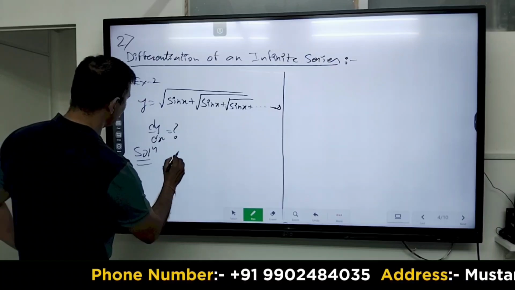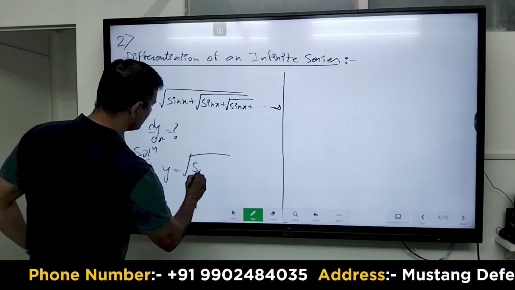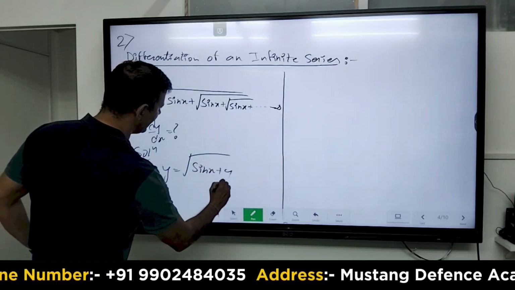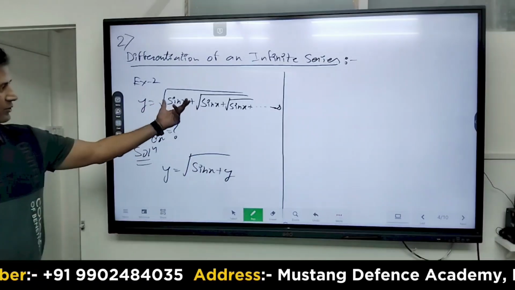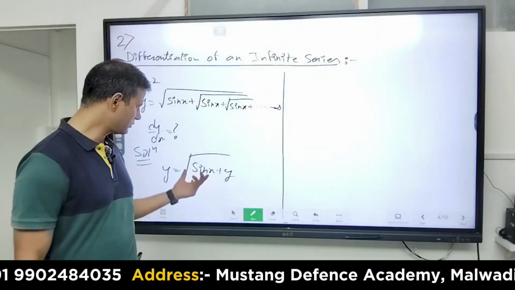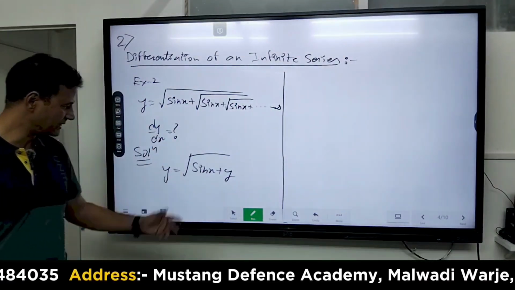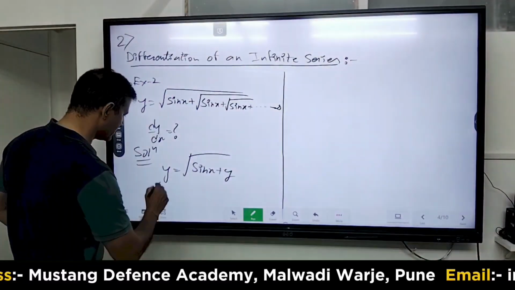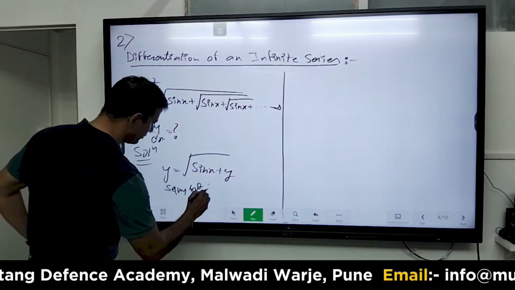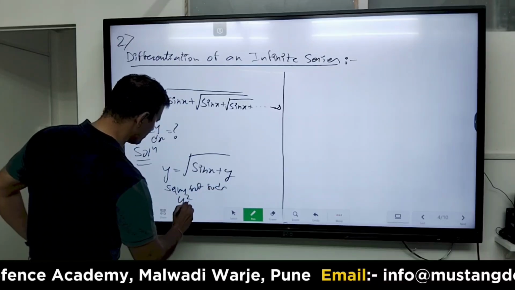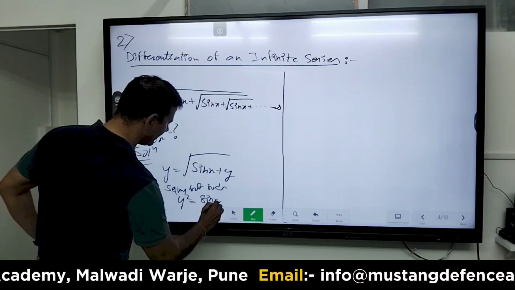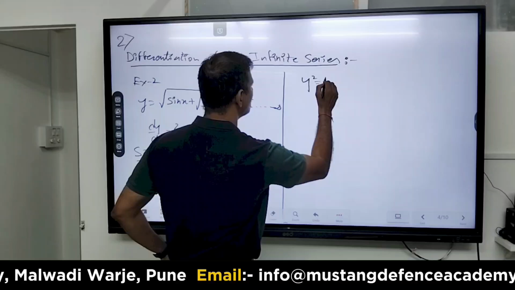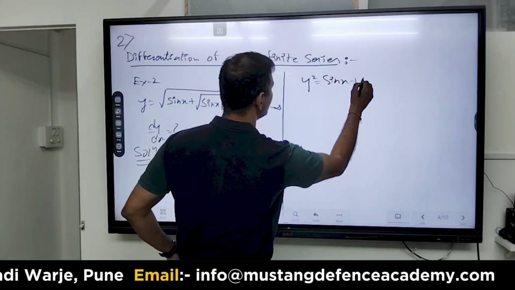We can write this as y is equal to root of sine of x plus y, because it is coming to the same thing. Now we can square both the sides. Squaring both sides, y squared is equal to sine of x plus y.